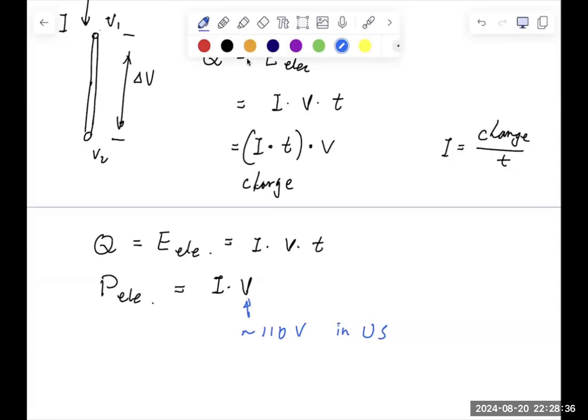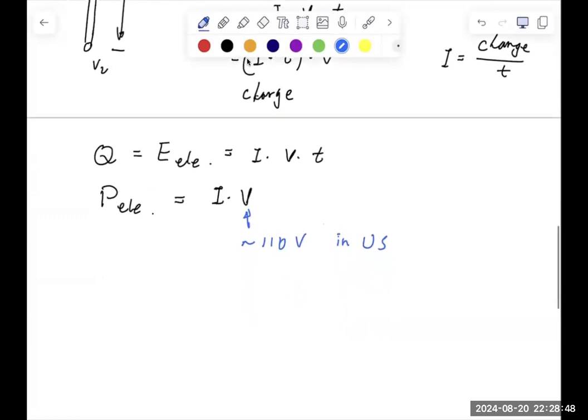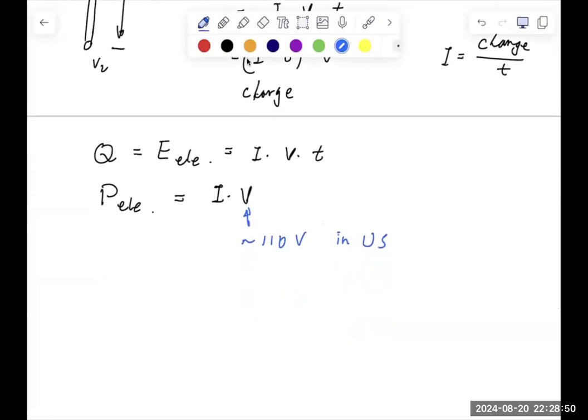But in this class, for the problems that we deal with, we typically ask you to calculate the Q from the I and the V, or vice versa. And in addition to that, we will introduce and discuss more later. Another correlation is the electrical resistance.